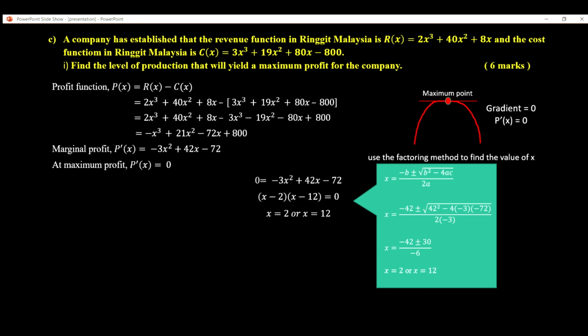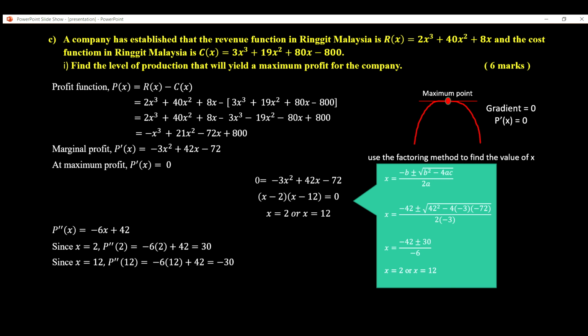Because we got two values of x, we have to use the second derivative of the profit function to determine which is the level that yields the maximum profit for the company. We differentiate the first derivative again to become the second derivative, and we got the second derivative equal to negative 6x plus 42. Now we substitute the values of x into the second derivative. Since x is equal to 2, the second derivative is equal to negative 6 times 2 plus 42, which is equal to 30, which is greater than 0. So this is the minimum point.